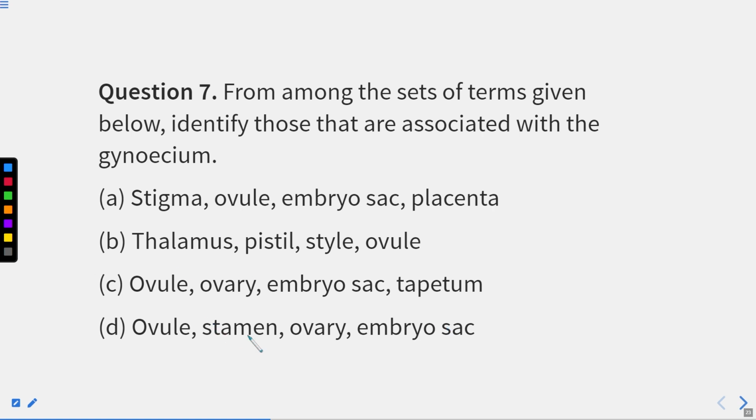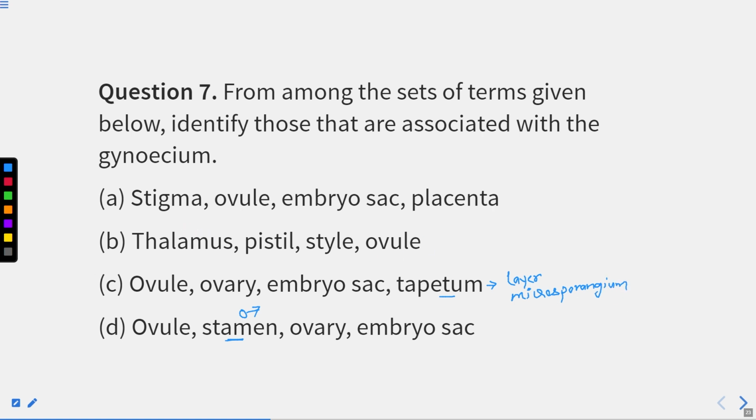Stamen here, what is stamen? The male reproductive organ. What is tapetum? We've already seen that tapetum is one of the layers of the microsporangium. So if you know about these terms, you can easily answer this question.